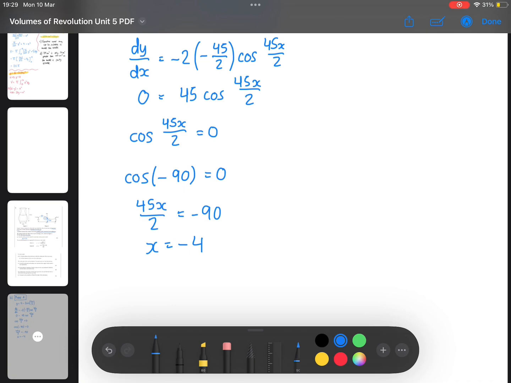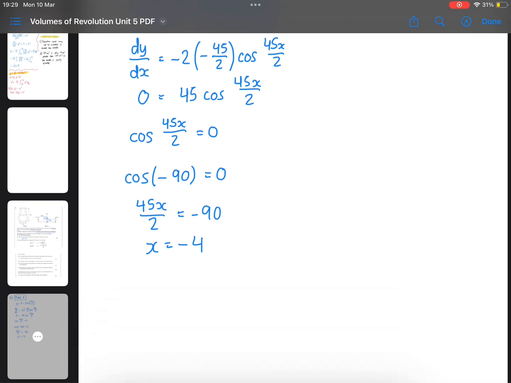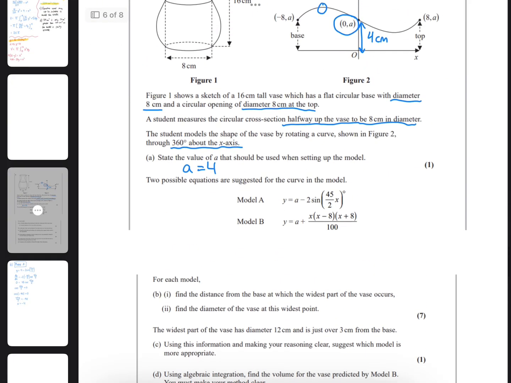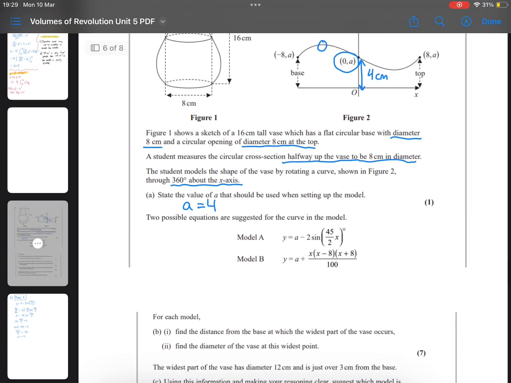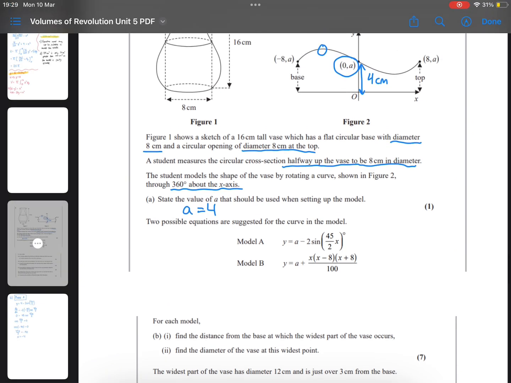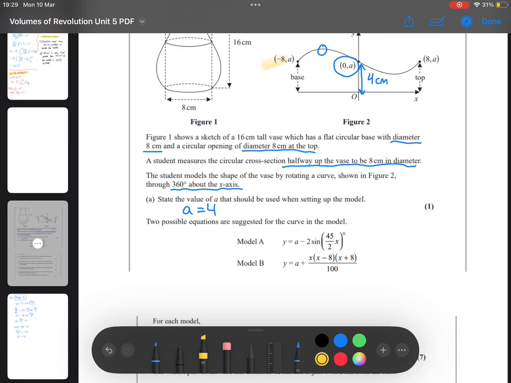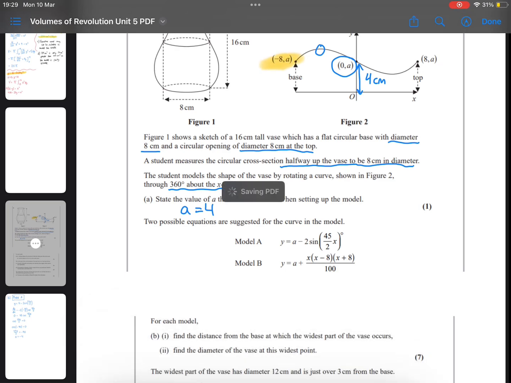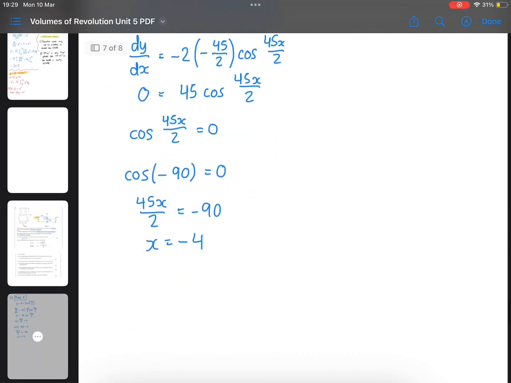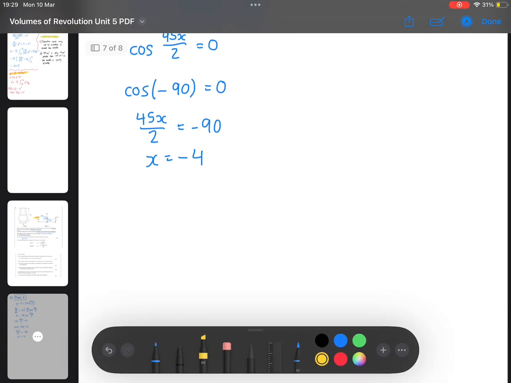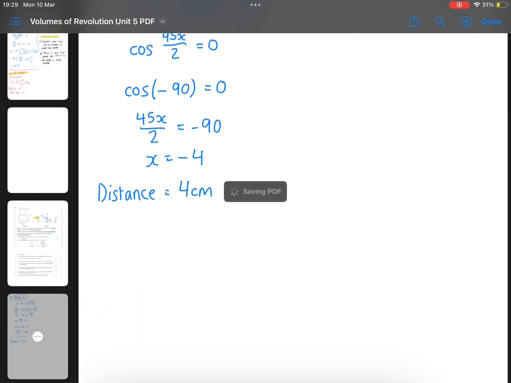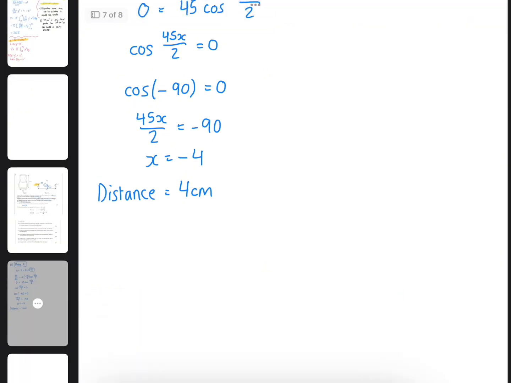We have to be very careful here because it asked us, going back to the question, for the distance from the base at which the widest part of the vase occurs. And here it started at minus 8a. So the distance from the base is going to be a distance of 4. Minus 8 minus 4. So distance equals 4 centimeters. You don't have to use the chain rule and trig differentiation to prove that in the question, but that is why it works.